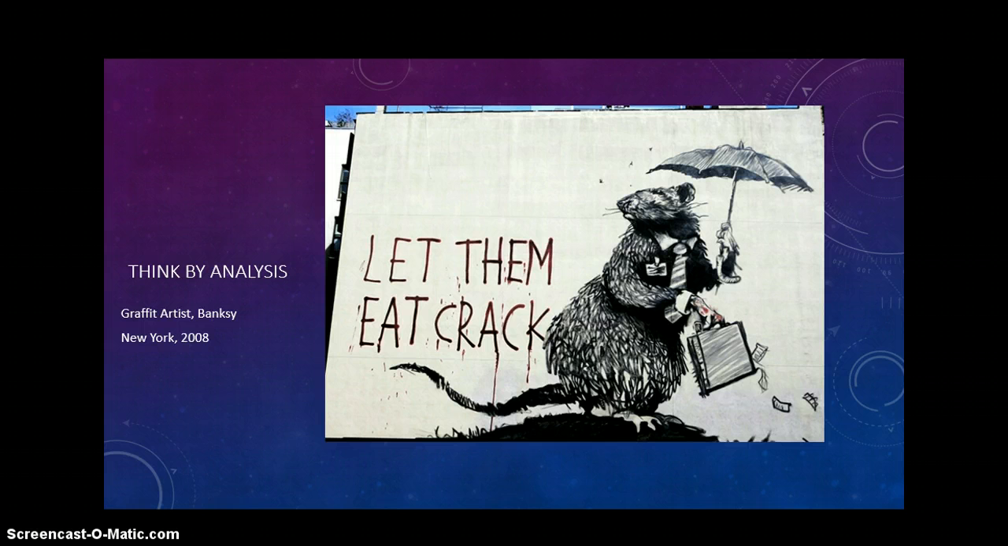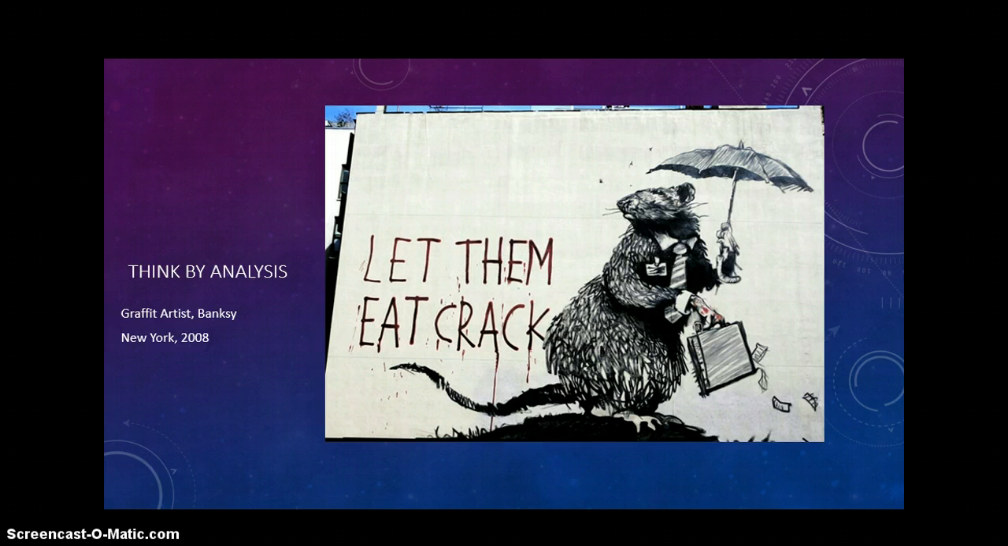This image comes from my favorite graffiti artist, Banksy. Banksy is from London, but he travels the world leaving his mark. I have followed his work in some places such as London, New Orleans, after Hurricane Katrina, Israel, California, and New York. For my analysis, I will begin by scanning the image, which brings my eyes directly to the words in red, "Let them eat crack." Some of you may immediately know what this phrase is alluding to, but some of you may not, and that's okay. We are scanning the image.